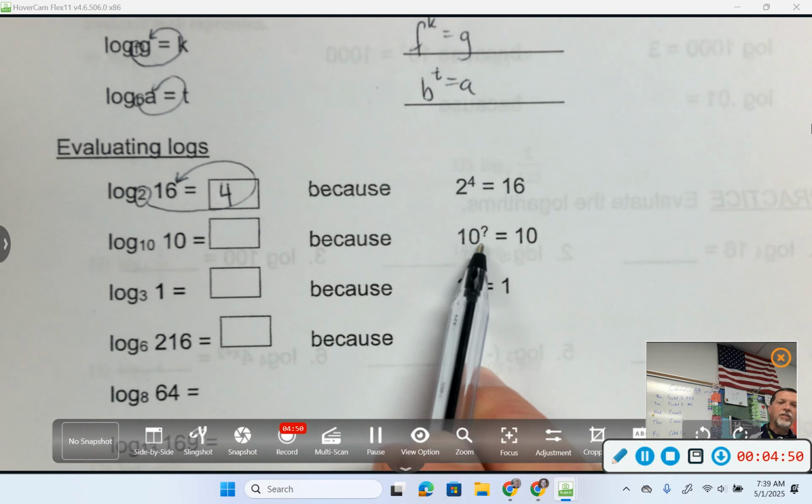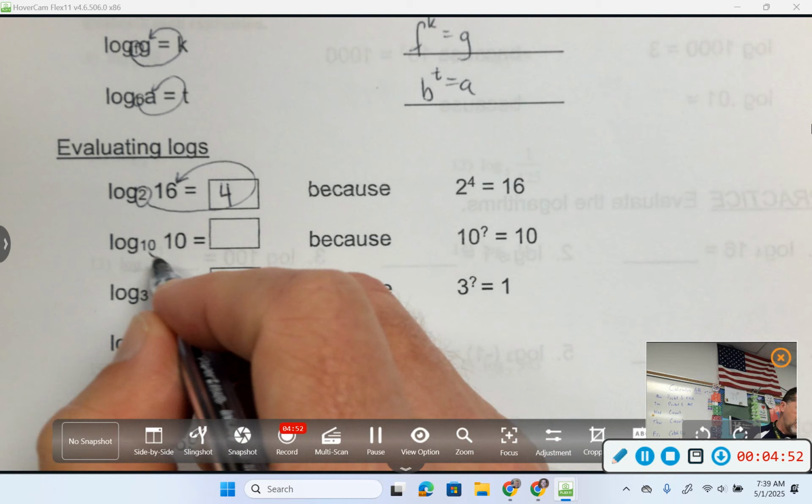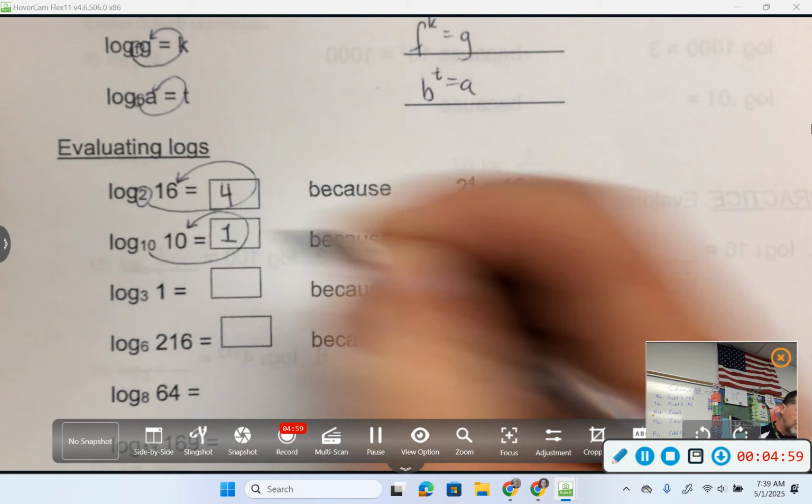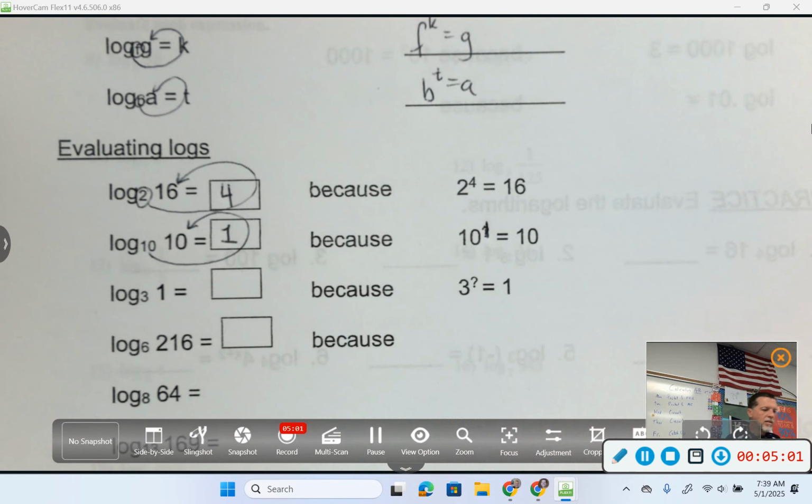Okay, oh, we don't give you the next answer. 10 to the what equals 10? 1. So log base 10 of 10 is 1. Fishhook around.